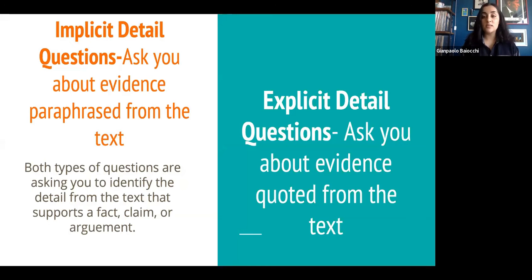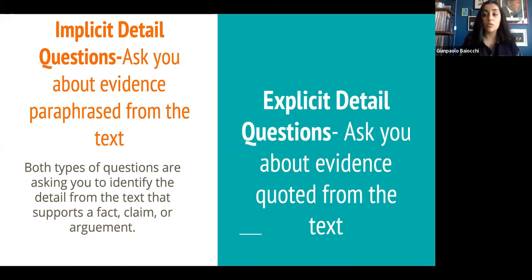So there are two types of detail questions on this test. The first is explicit detail questions, which ask you about evidence quoted directly from the text, and the other is implicit detail questions, which ask you about evidence paraphrased from the text. Both types of questions are going to be asking you to identify the detail from a text that supports a fact, claim, or an argument.